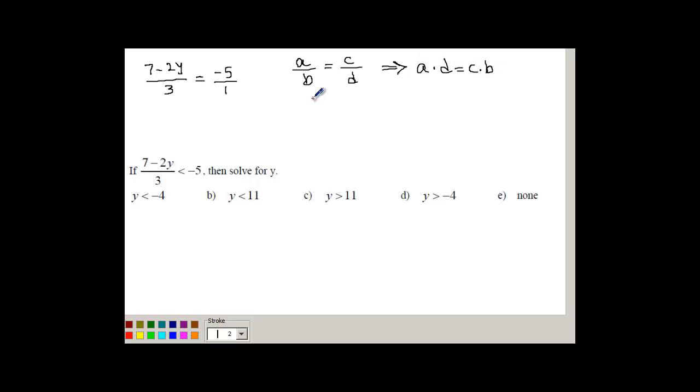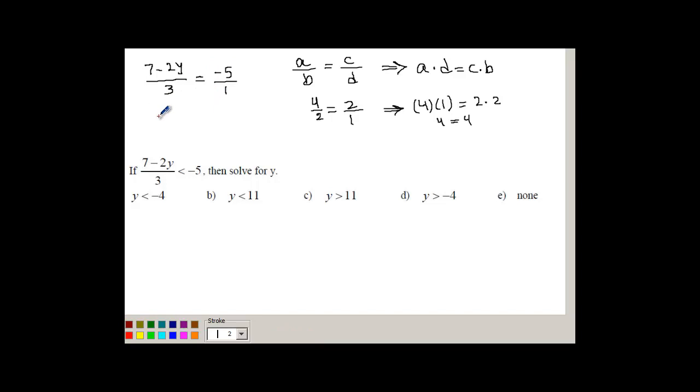because a good example here would be 4 over 2. Victor, what is 4 over 2 equal to if I reduce them? Two. Right, 4 over 2 is equal to 2 over 1. So if I cross multiply these numbers, 4 times 1 is equal to 2 times 2. So 4 is equal to 4. So every time you have a proportion, if I simply cross multiply these numbers, the products would be exactly equal to each other. So I can do that same thing here.